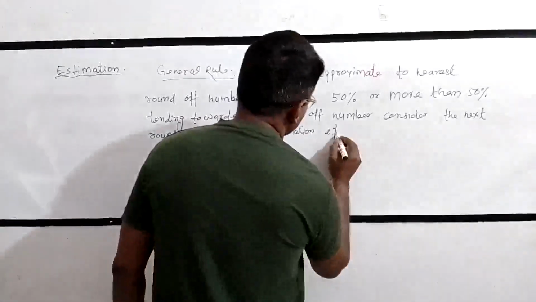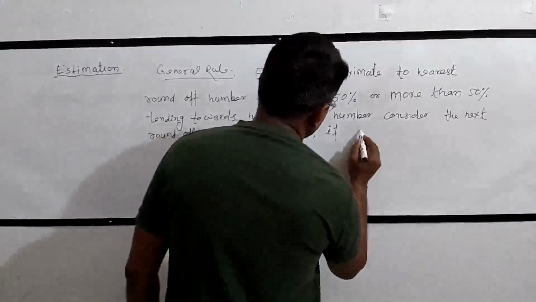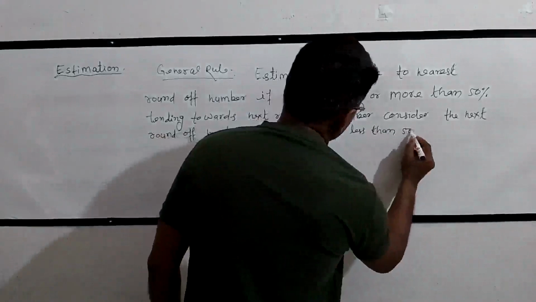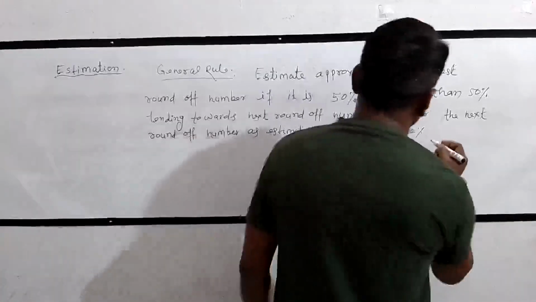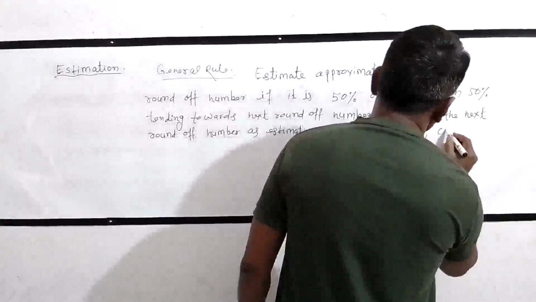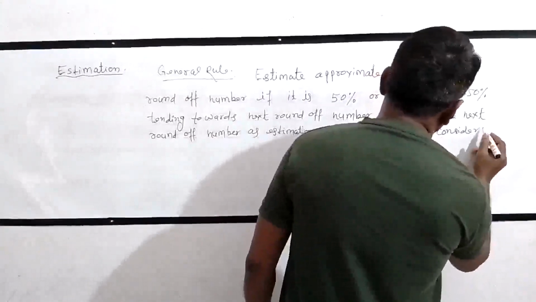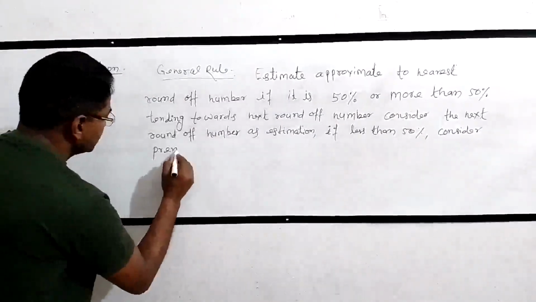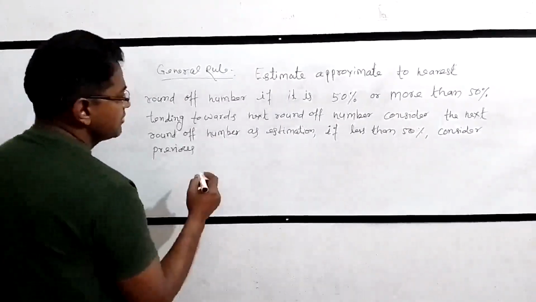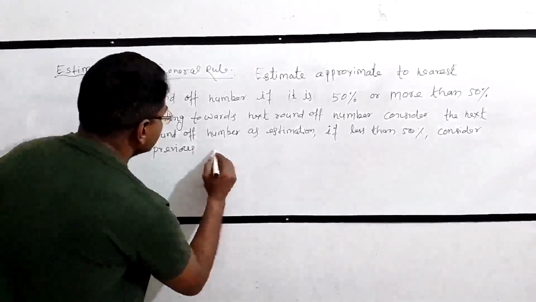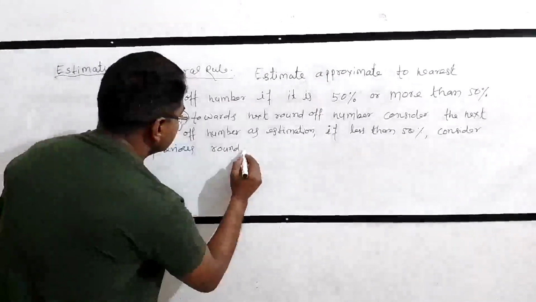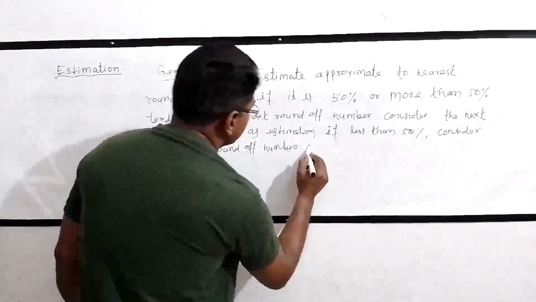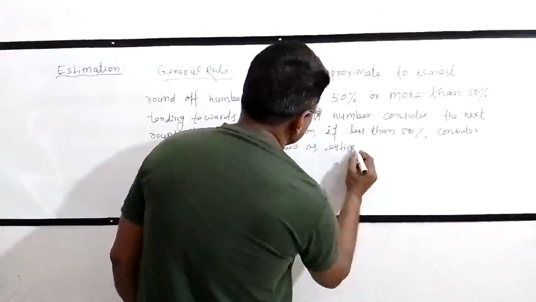If less than 50%, consider the previous round number as estimation.